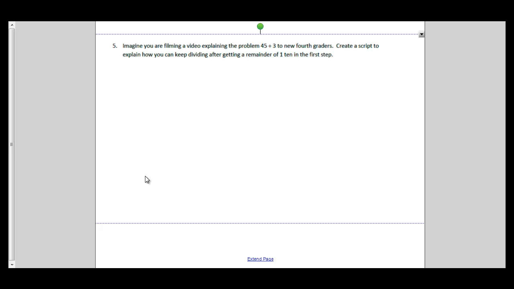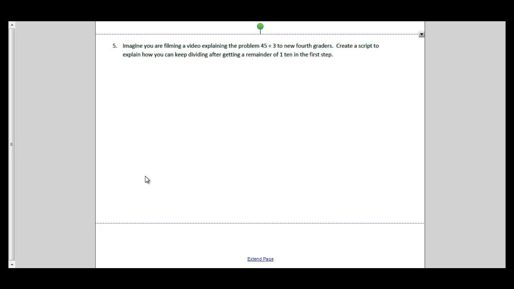Imagine you are filming a video explaining the problem, oh, like I am. Explain the problem 45 divided by 3 to new 4th graders. Create a script to explain how you can keep dividing after getting a remainder of 10 in the first step. Oh, this kind of gives you an opportunity to see what it feels like to be me, to have to explain how to do this.